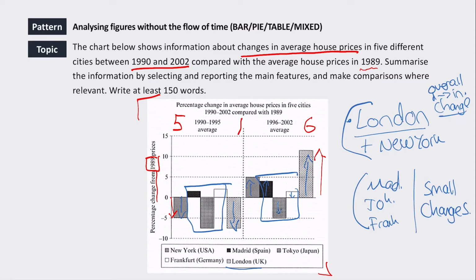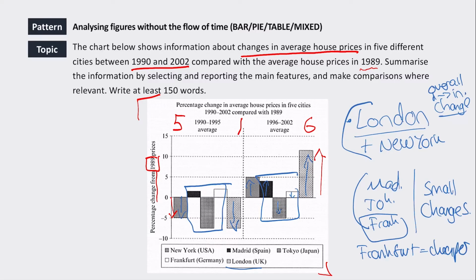Okay, but I guess in Madrid, house prices got more expensive. In Tokyo, they got more expensive. I guess Frankfurt is the only place where house prices got cheaper. Okay, so maybe that would be what I want to highlight. Frankfurt, cheaper. And I hope I'm reading this graph right.